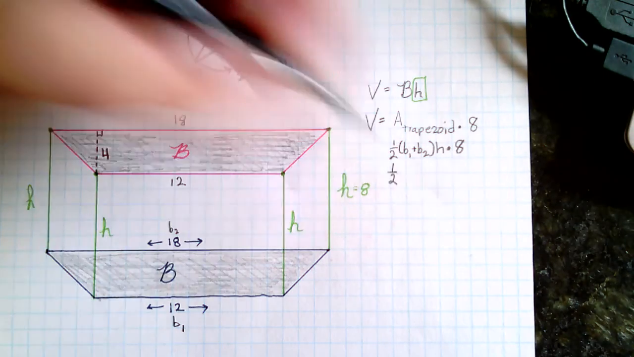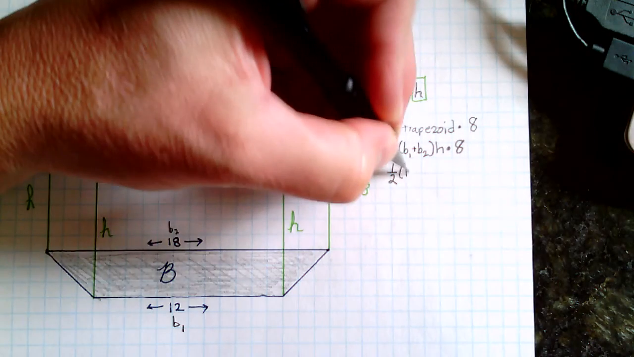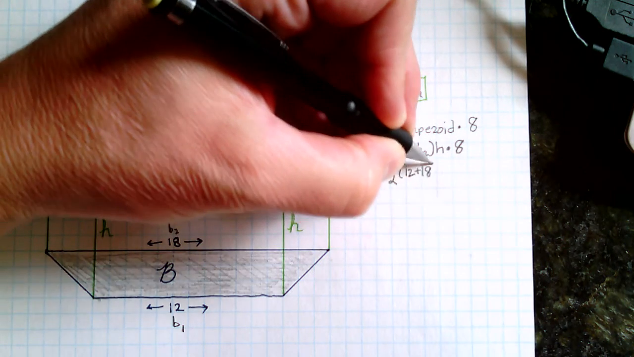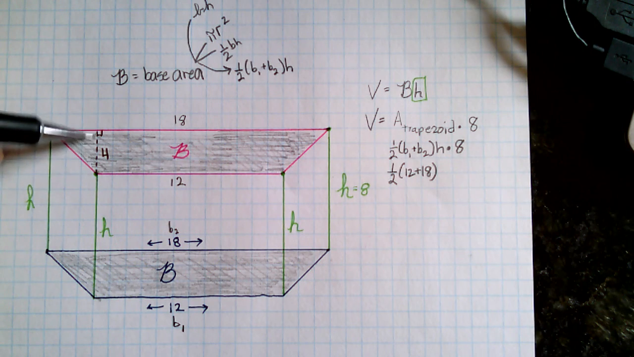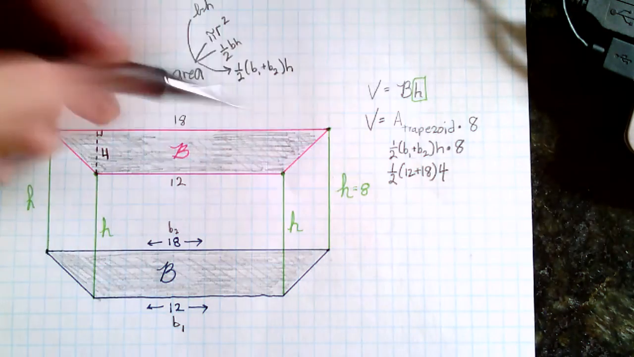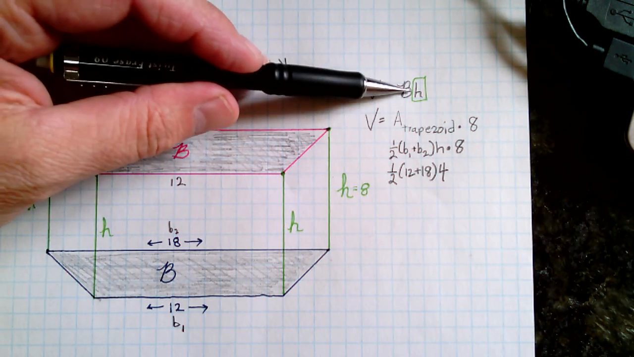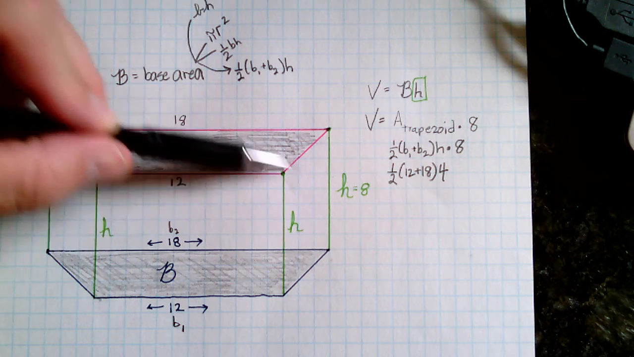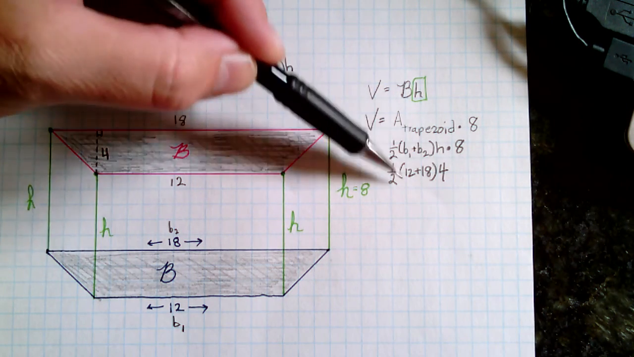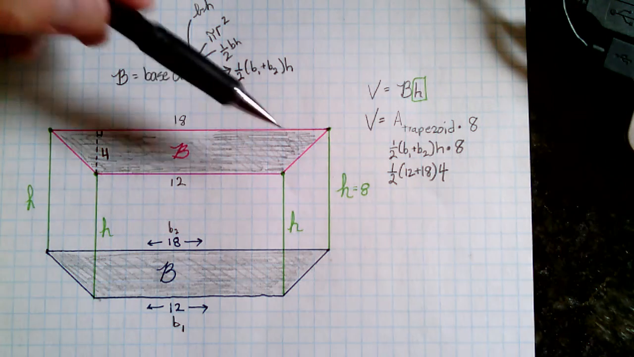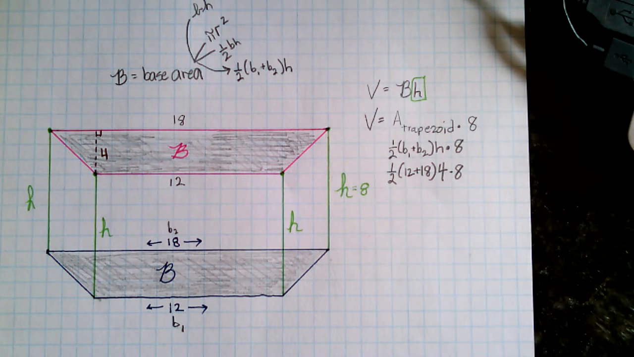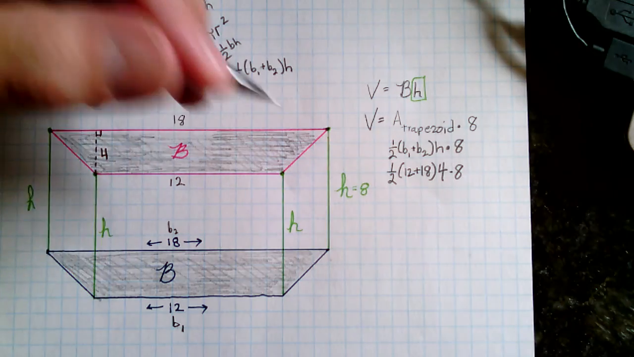So 1/2, we called base 1 12. We called base 2 18. The height of the trapezoid is this brown dashed line, that's 4. Now that's different than the height from this formula. This height is the distance between the two congruent bases. This happens to be the height of the trapezoid, so we can find this flat surface, this area of this base. So the 8's still on the end there. Okay, so make sure you take some time to process that.